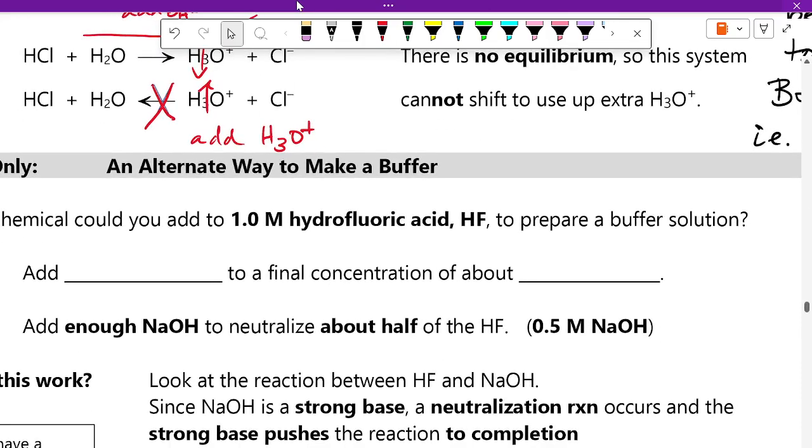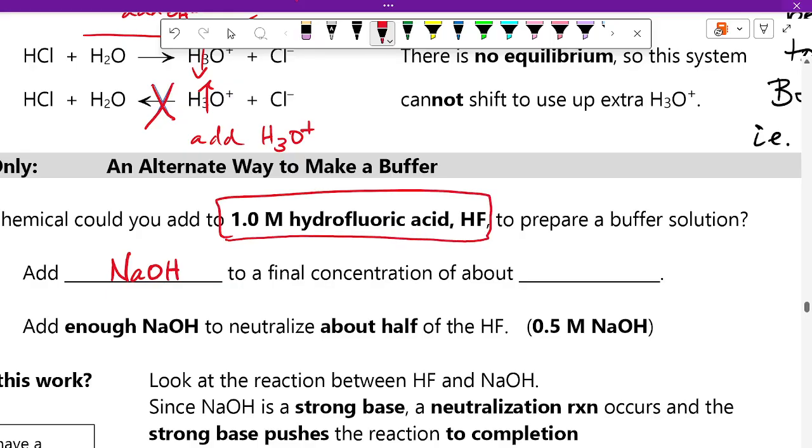So we could add NaOH to a final concentration of about what? If we have 1 molar hydrofluoric acid, how much NaOH should we add to make a buffer? About half. So in other words, how many molar? 0.5. Okay, because we want half of it to stay as HF and half of it to be converted into F minus.